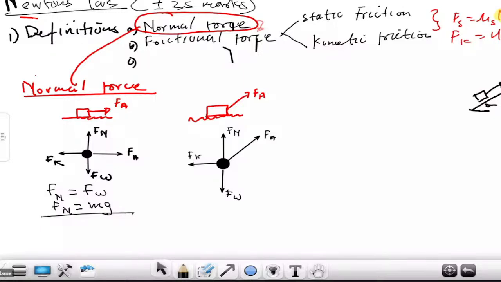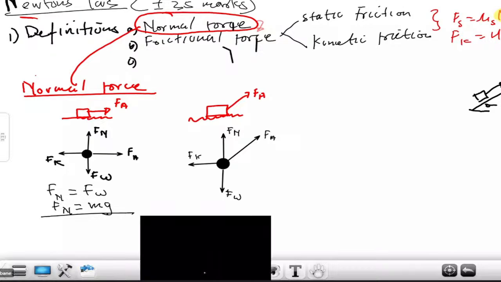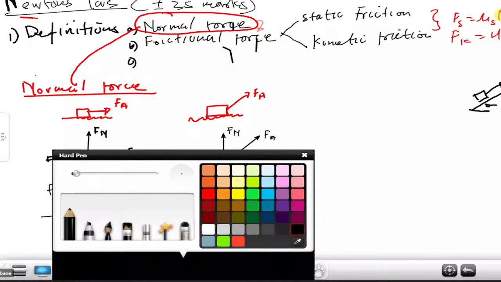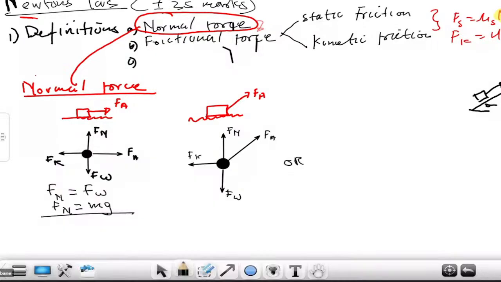Why? Because, ladies and gentlemen, when you look at the one that I'm going to draw quickly with components, I am going to have my F normal, and also break it down into its components, which will be FH. Let me make a very big dot. Then this is FV. Then this will be FW, and this will be FK.